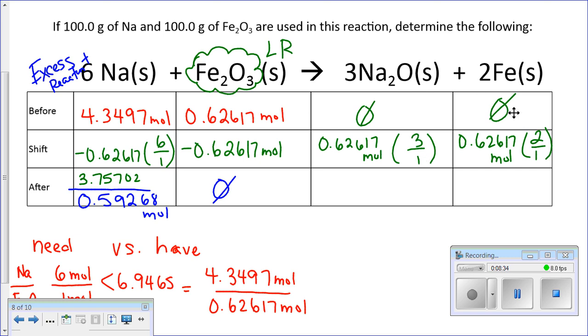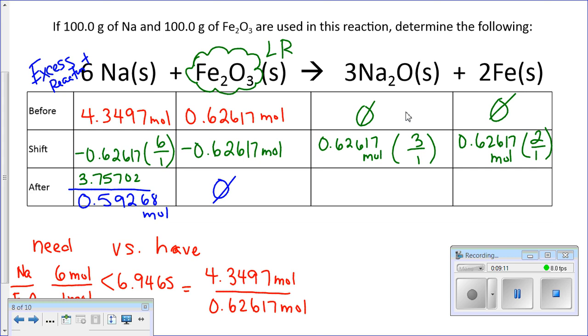And then I'm going to do something similar for my iron. If I'm going to make iron, I can make 2 moles of iron for every 1 mole of iron 3 oxide present. So that's a 2 to 1 ratio. So right here, I can make iron in terms of the limiting reactant times the ratio of 2 to 1. Okay? So I'm going to multiply 3 times 0.62617, and I'm going to multiply 2 times 0.62617.